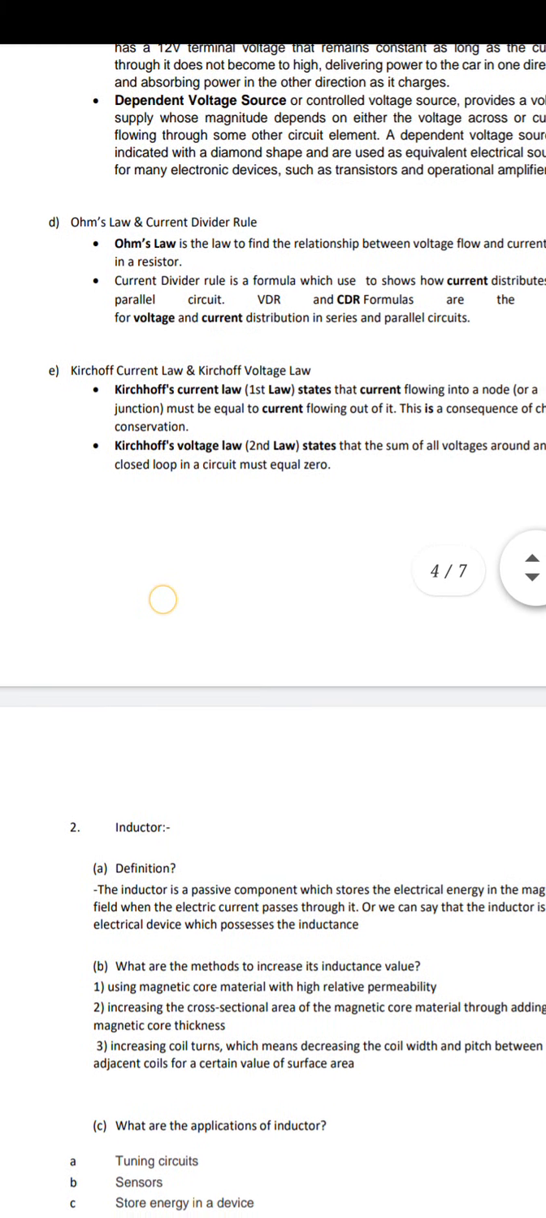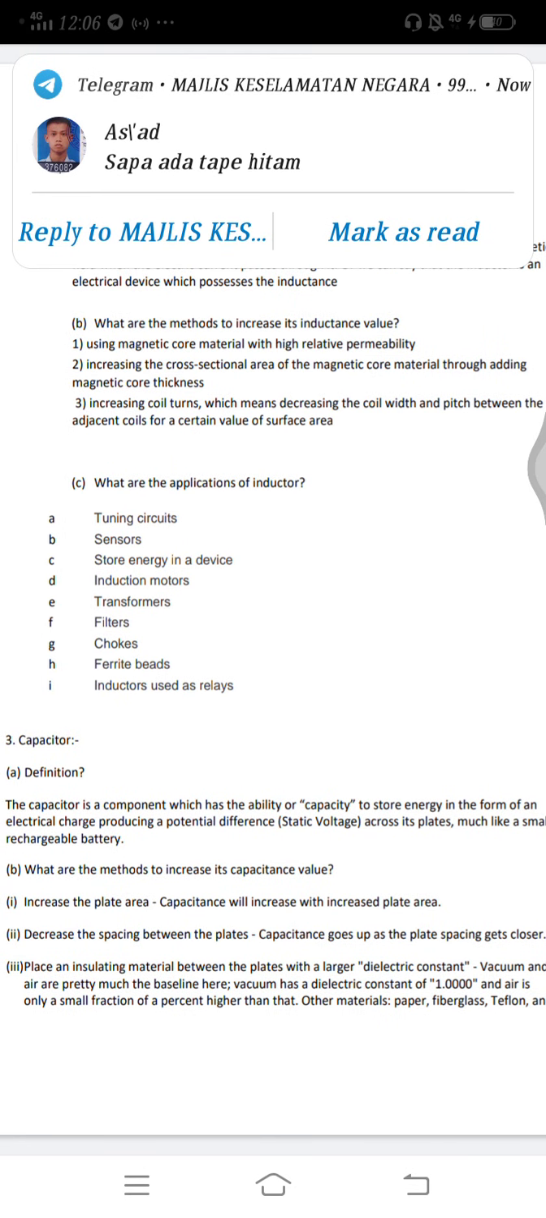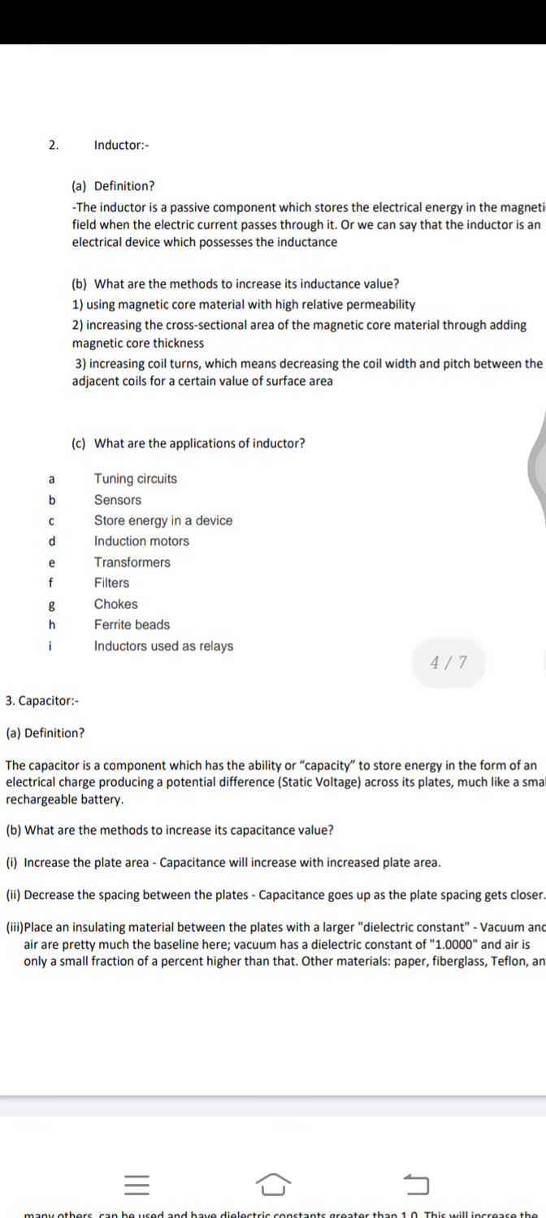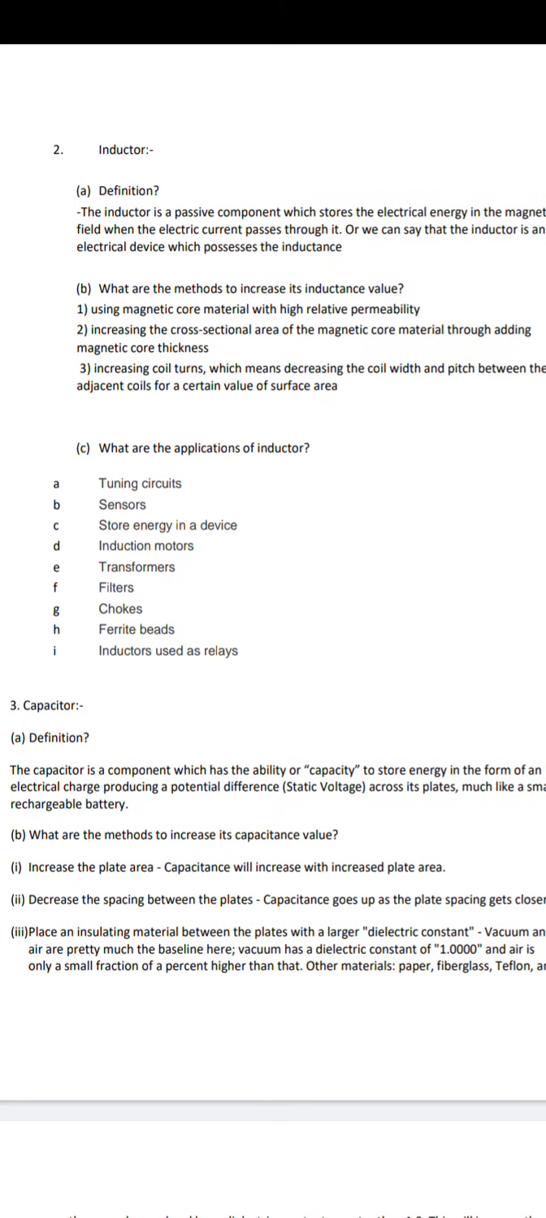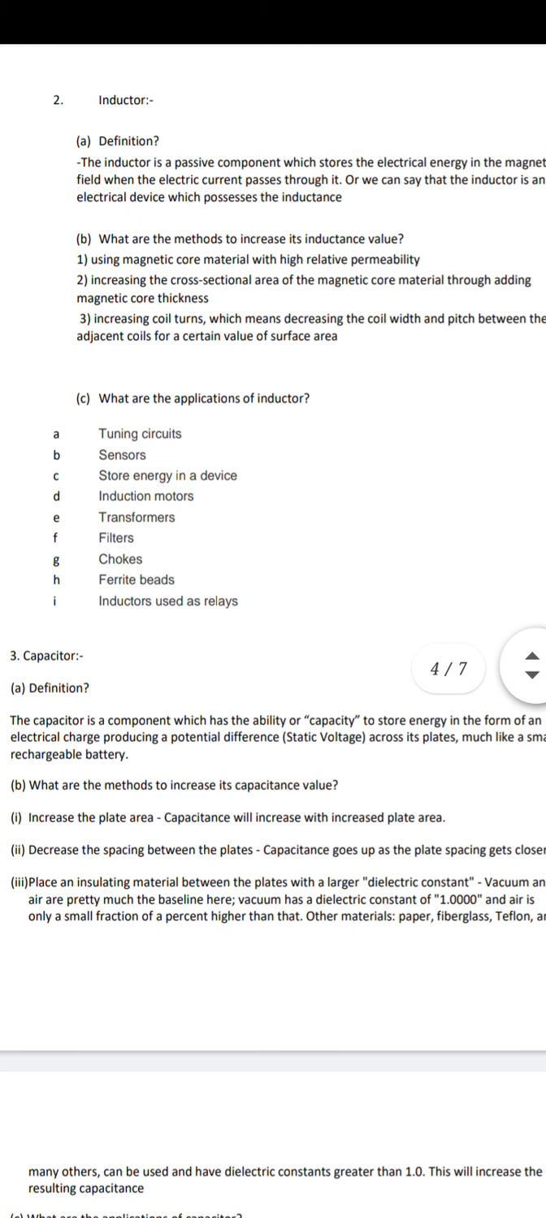For the first method, use a magnetic core material with higher relative permeability. For the second method, increase the cross-sectional area of the magnetic core by increasing the magnetic core thickness. For the third method, increase the coil turns, which means decreasing the pitch between the adjacent coils for a certain value of surface area.